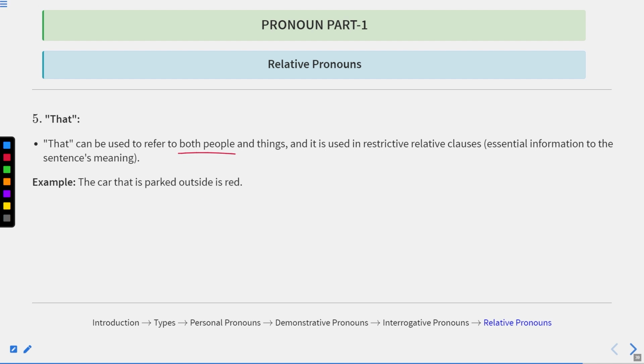That can be used to refer to both people and things, and it is used in restrictive relative clauses, which give essential information to the sentence's meaning. The car that is parked outside is red. Okay. How we use the word that, we will discuss later on.